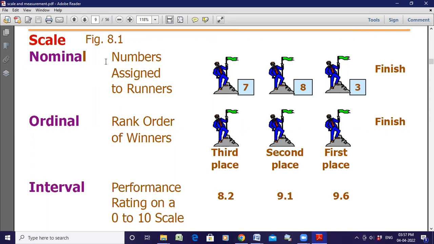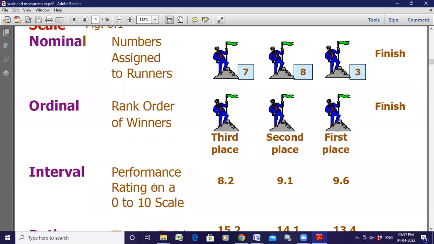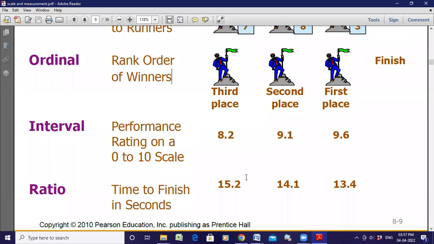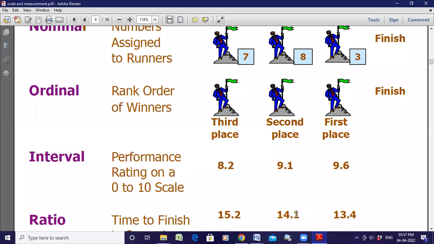Now look at these examples. Numbers assigned to the runners, 7, 8, 3, then ordinal, rank orders of winners. Suppose this got the third place, this got the second place, this got the first place. Okay. Interval, performance rating on a scale, like what value he got. This is 8.2, first one got 9.6, second got 9.1. Then ratio, time to finish, like he took 15.2 seconds, first one took 13.4 seconds, second one took 14.1 seconds.